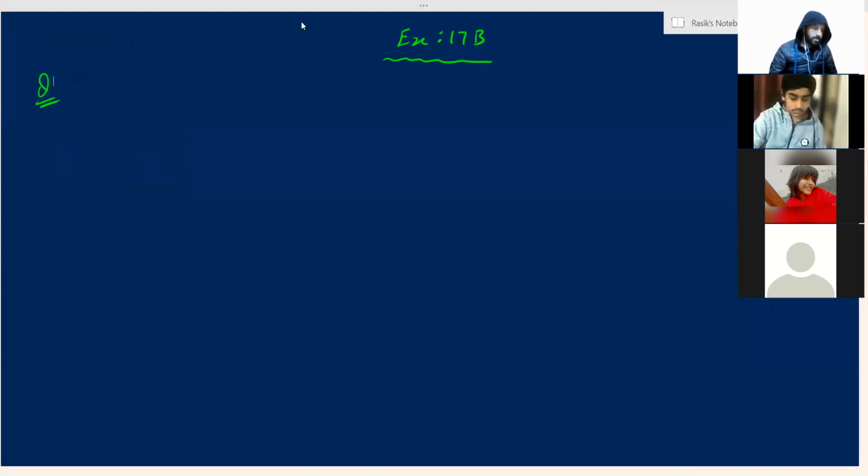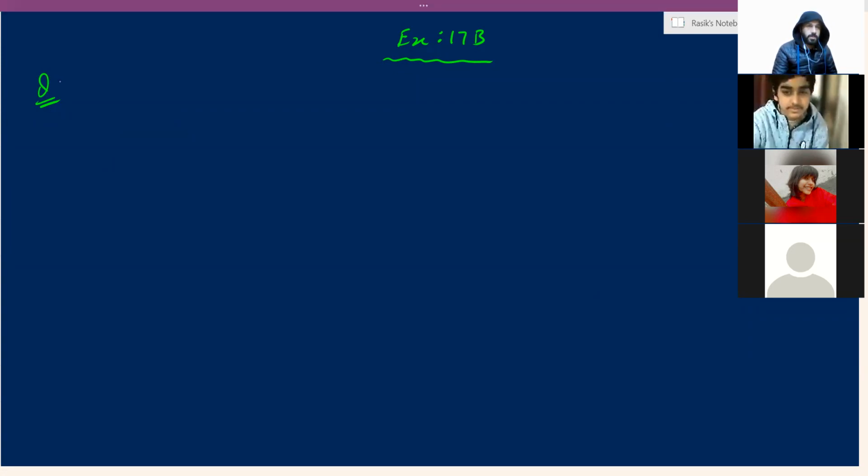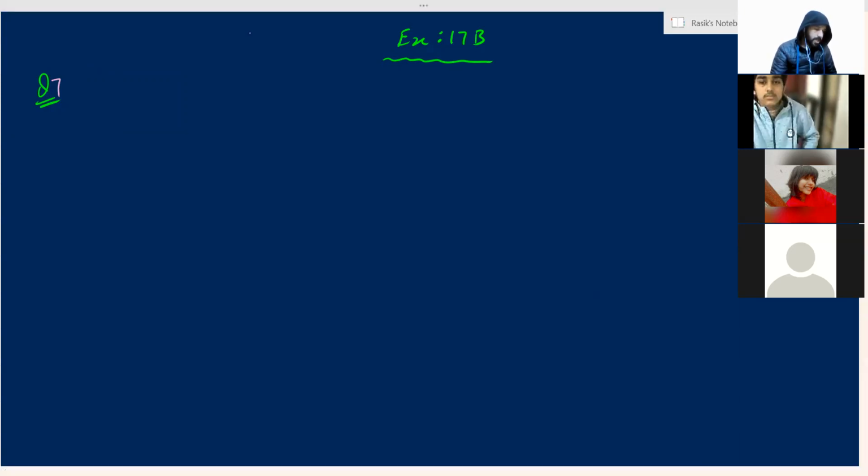Next question. This is question number 7. Construct a parallelogram ABCD in which diagonal AC is 3.8, diagonal BD is 4.6, and the angle between AC and BD is 60 degrees. Okay, so it is an easy one, not a very difficult one.